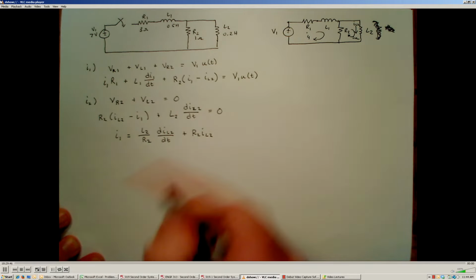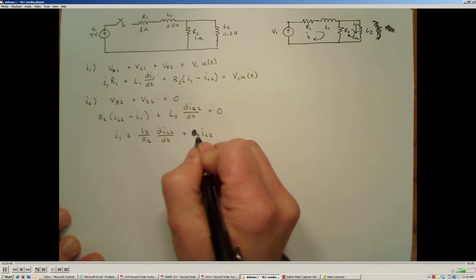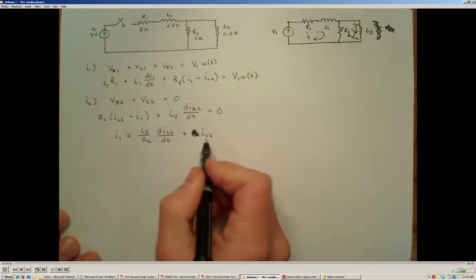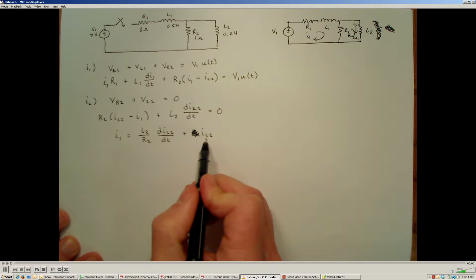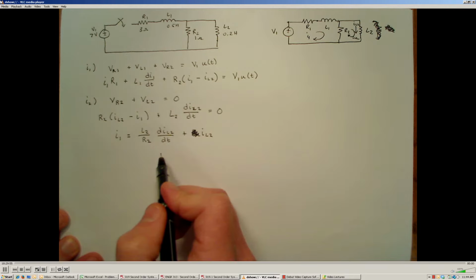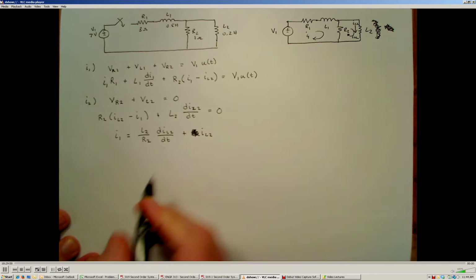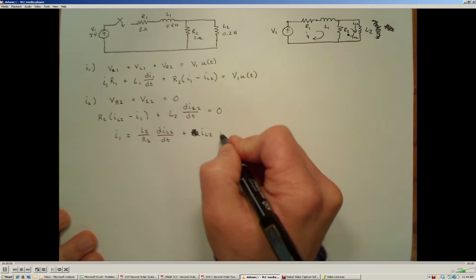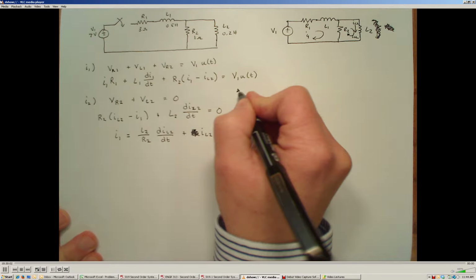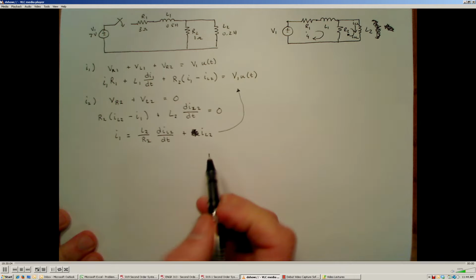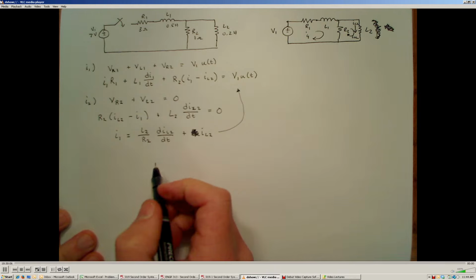Oh, sorry, I divided by R here, so that term goes away. It's just the current through the inductor L2. Okay, yeah, so with that algebra intact, now I'm going to take this relationship and substitute it back into this equation for any time that I see I1.